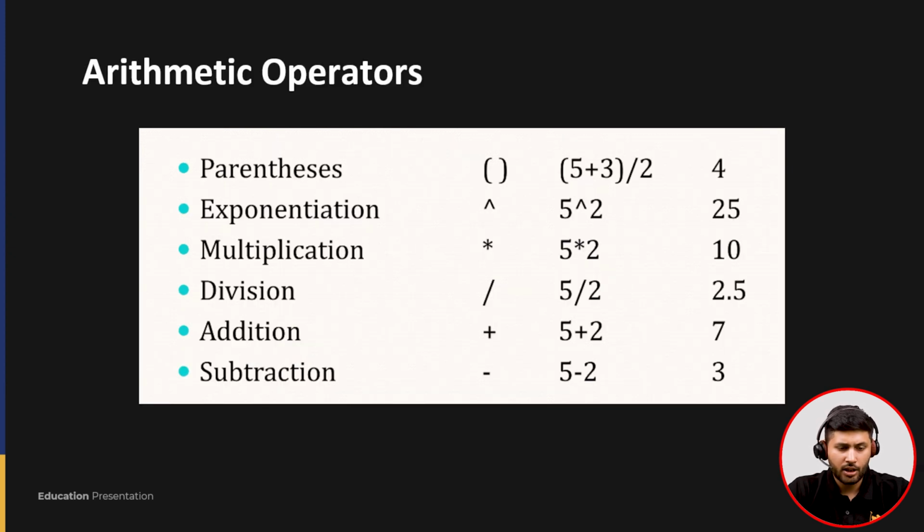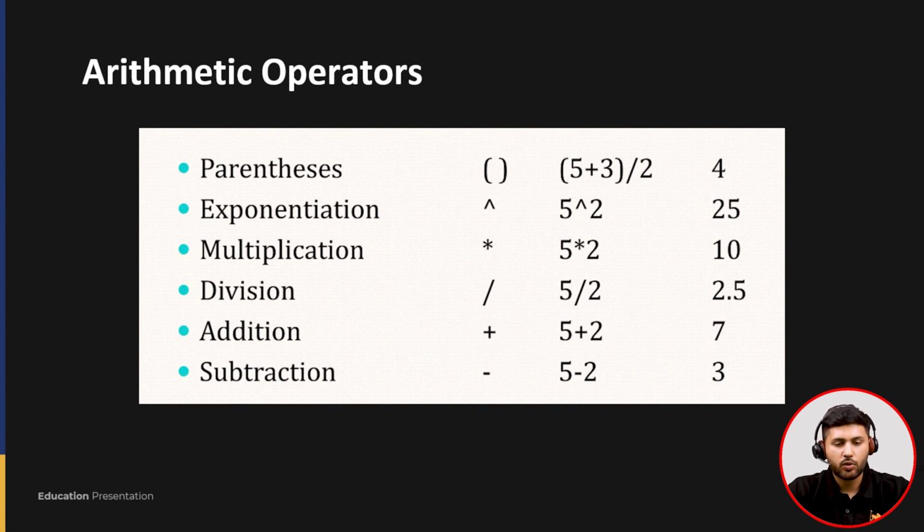Now these are the arithmetic operations over here. We have parentheses. As mentioned over here, this is 5 plus 3, so first the bracket will be solved and then you'll get the value. 5 plus 3 is 8, 8 divided by 2 will give us 4. 5 to the exponent 2 means 5 to the power 2, so you'll get 25 over here.